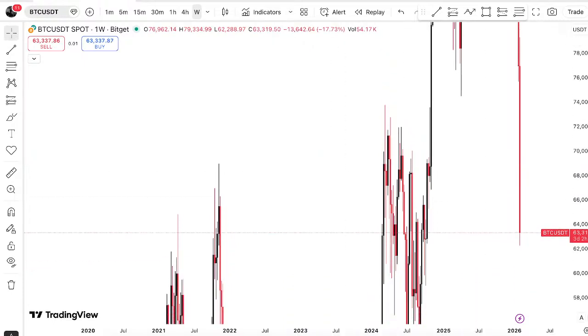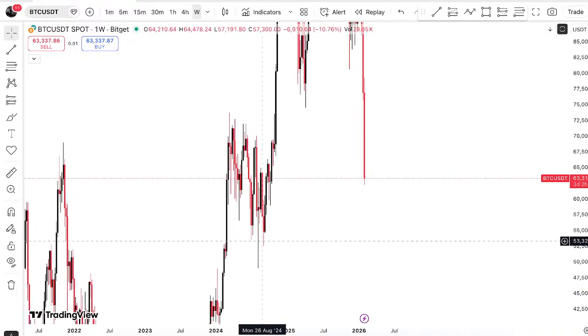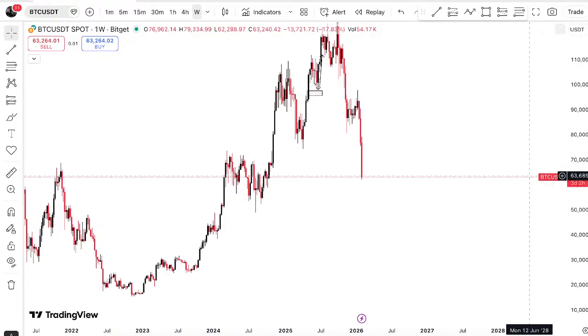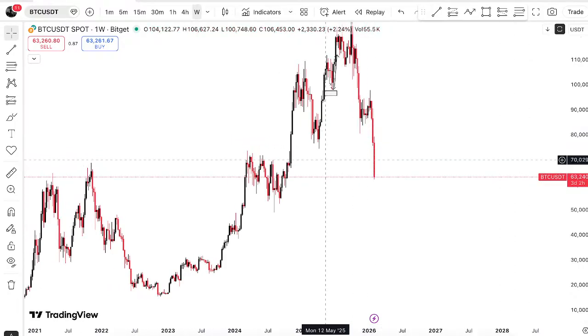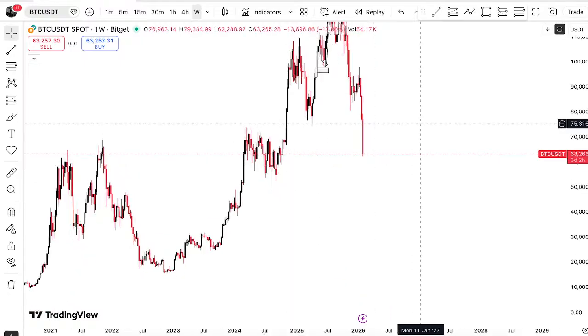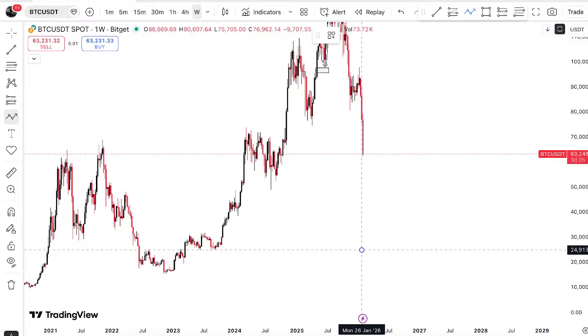Alright, so as you guys can all see, BTC has been maintaining a bullish momentum on the weekly time frame, whereby it's been creating a series of higher highs and higher lows like this.